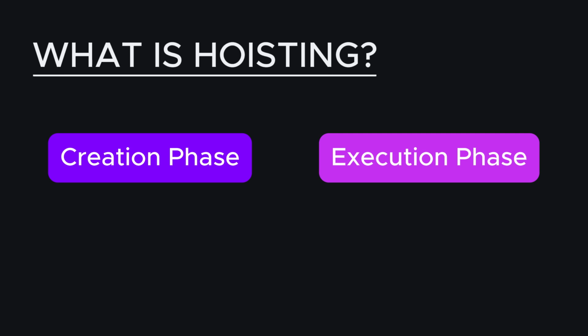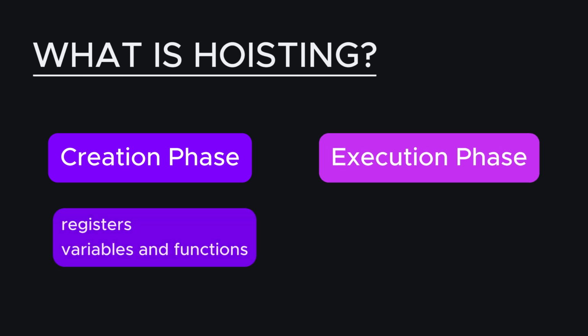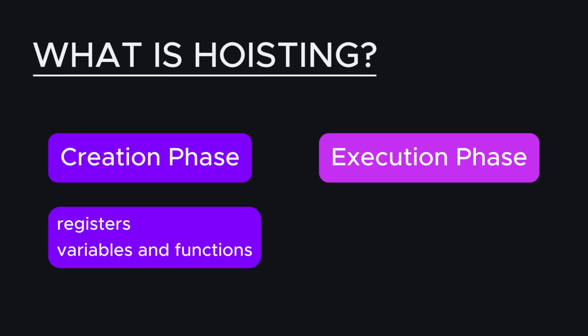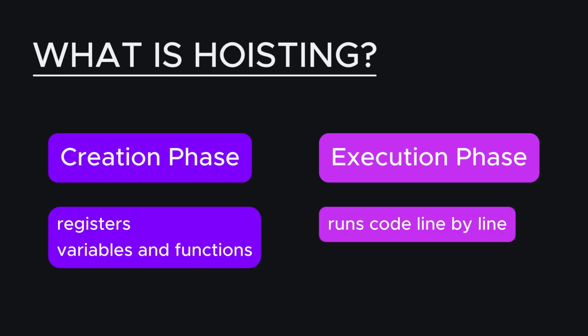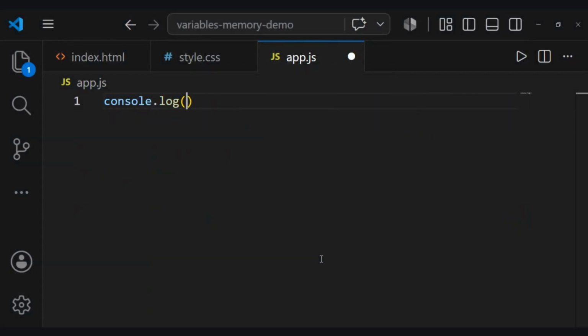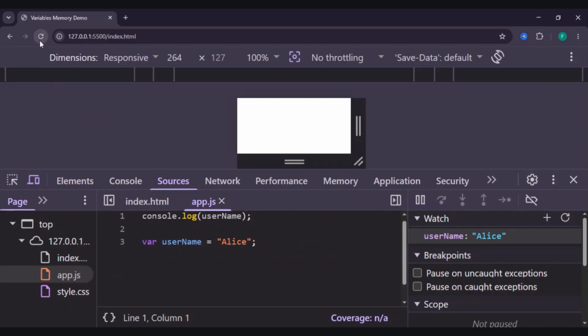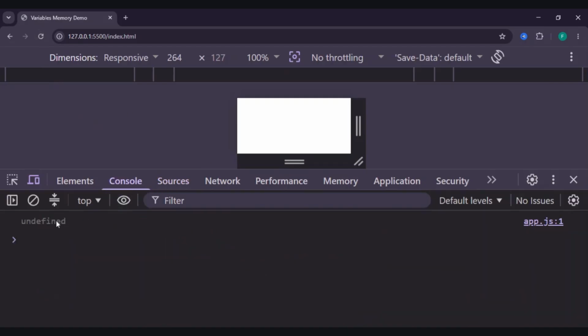Every time JavaScript runs a script or a function, it creates an execution context. During the creation phase, JavaScript registers variables and functions. During the execution phase, it runs your code line by line. Keep these two phases in mind. They explain everything we'll see next. Let's see what happens with var. JavaScript knows the variable exists, but it hasn't assigned the value yet. This behavior often causes unexpected bugs in older JavaScript code.